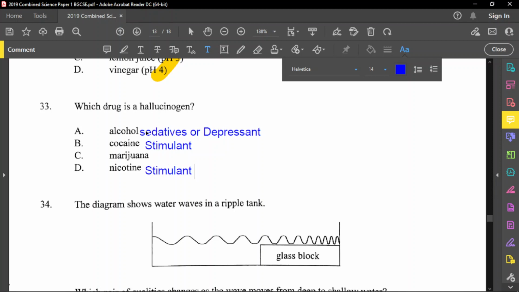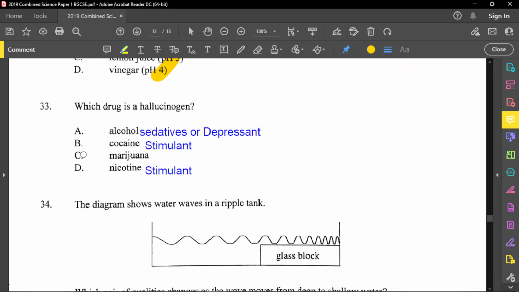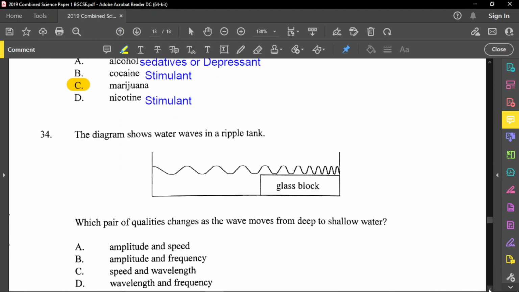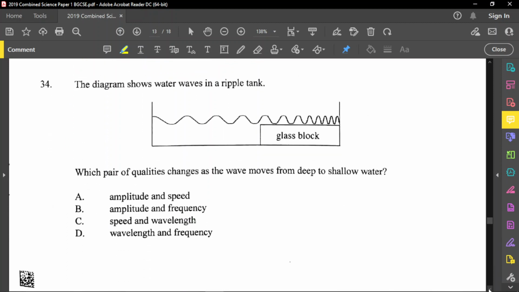What sedatives and depressants do is they slow down your central nervous system. That's why persons who are drunk or intoxicated by alcohol behave slower in their movements, and they do not know what is going on. They do not have much cognitive control at all. Their brain is not able to think straight. So our answer here is actually C, marijuana, a hallucinogen, which causes you to hallucinate, see things, hear things, and do foolishness sometimes. Do not do drugs. Stay in school, learn.